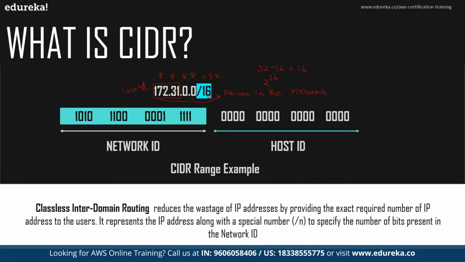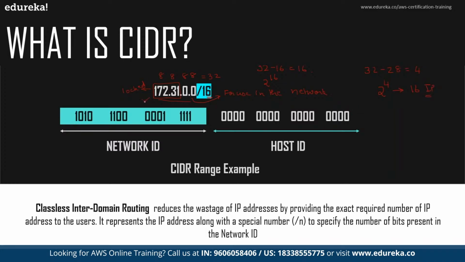Suppose 172.31.0.0/28. This is a little tricky as 28 is not a multiple of 8, but let us understand. So this denotes that in this IP address, out of 32, 28 bits are locked. The number of bits which can be changed in this IP address are the last 4 bits. Therefore, the total number of IP addresses which can be generated from this CIDR are 2 raised to 4, or 16 IP addresses.